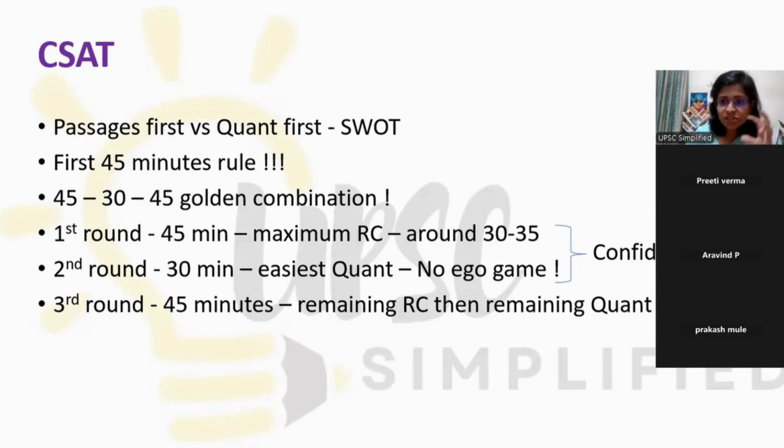Okay, so let us just think that in the first 45 minutes we are finishing all the RCs. We know that accuracy is high. We know that 20-25 questions have gone right. So see, imagine that confidence level.